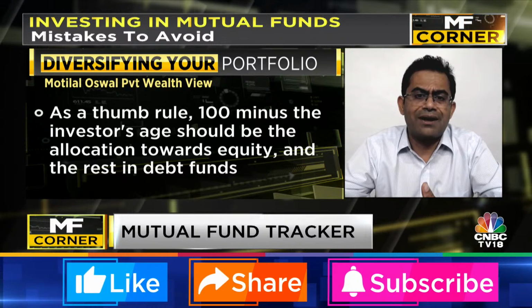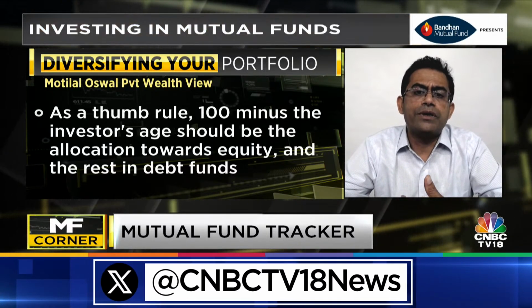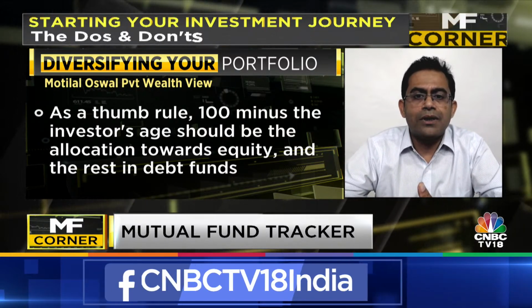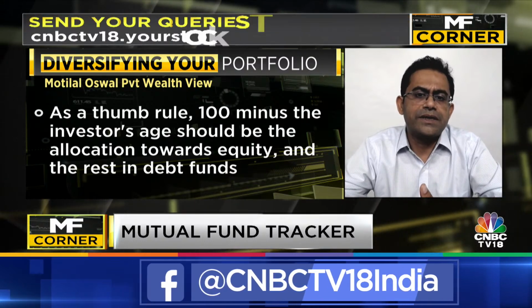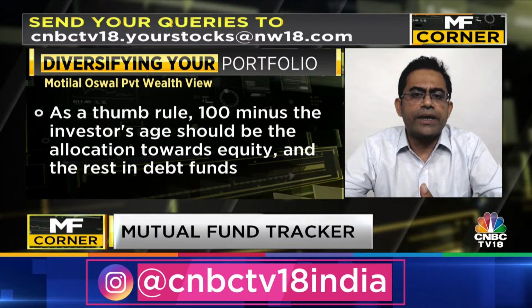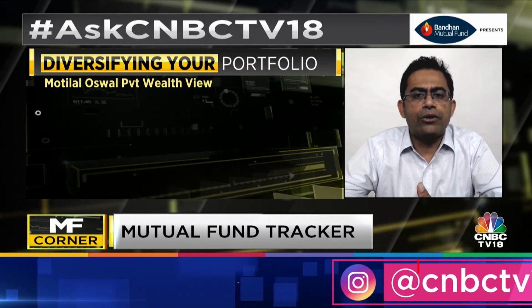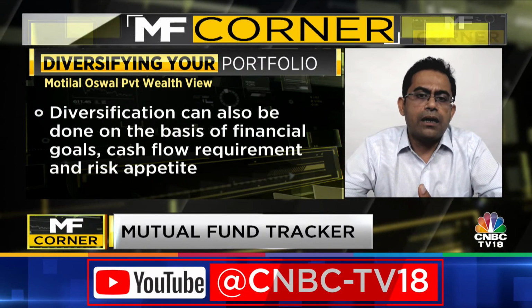Simple rule is, depending on how long your goalposts are, how far off your goalposts are, you can take more risk in the portfolio. So for example, if you're saving for a goal which is 10 years out, then you could invest the maximum amount of the money in equities, whether it's 60, 70, 80%, you can decide based on your temperament. And the remaining allocation can go into debt or some allocation into gold, right?